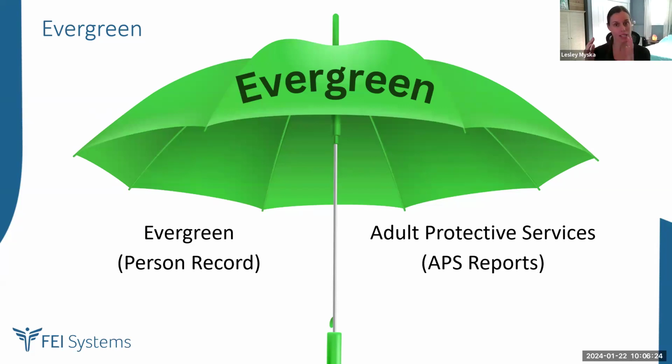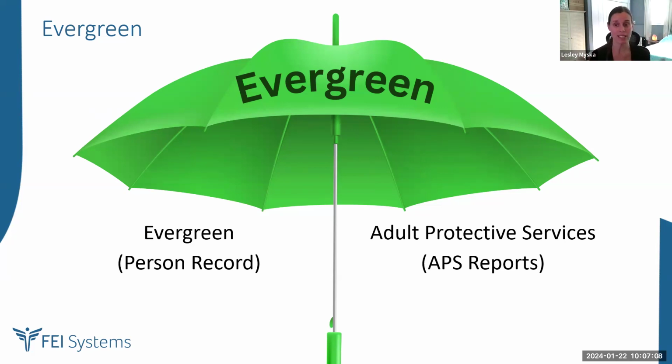And then there's the adult protective services side of the system, which is where our APS intake supervisors and caseworkers and court information workers have been working since June of 2020. And that's where we capture adult protective services reports. Those two sections of the system are distinct and separate, and they are security access controlled. So individuals who currently work in EIS only will only have access to the Evergreen person record side of Evergreen, whereas APS has access to their APS report side as well as the Evergreen person record side.